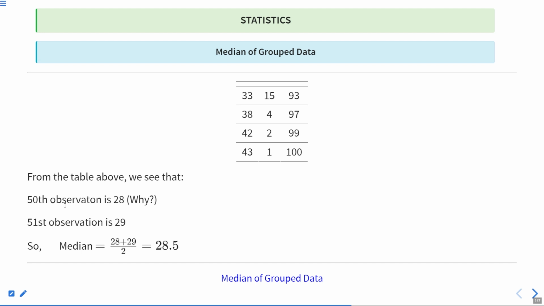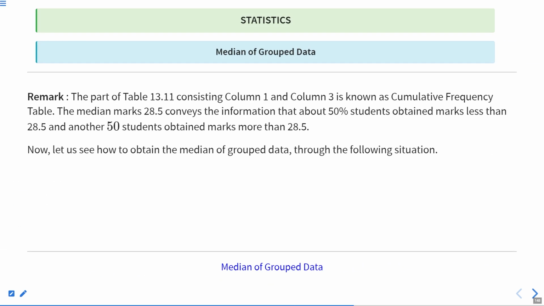From the table above we see that the 50th observation is 28. So how do we get it? By observation, the 50th observation is 28 and the 51st observation is 29. So the median is equal to (28 plus 29) by 2, that is equal to 28.5. So the median is 28.5.